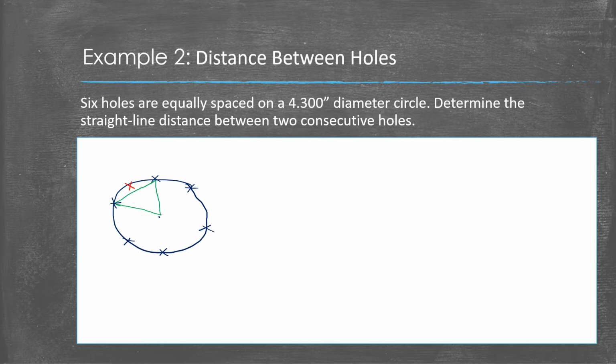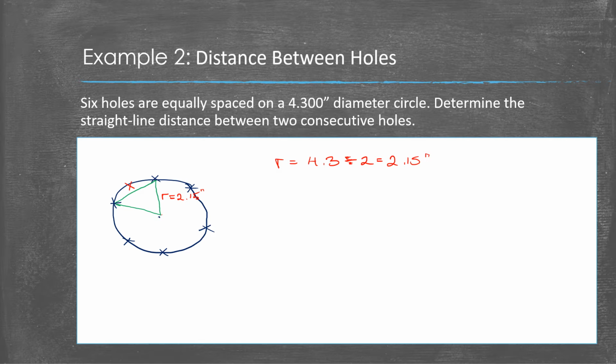Well, from the center of a circle out to the edge, this is a radius. So a radius, we can find that right off the top. So the radius of this circle is going to be 4.3 divided by 2, which gives us a radius of 2.15. Okay, so we can put that in here. So we have that for our radius.